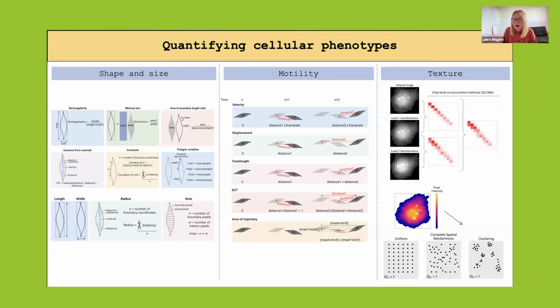And then we also have texture analysis. So we use the interior pixels of cells to be able to look at the distribution of the pixel intensities within them. So the first set of texture metrics that we have actually perform wavelet transformations on the cells, and we calculate grey level co-occurrence matrices from these.